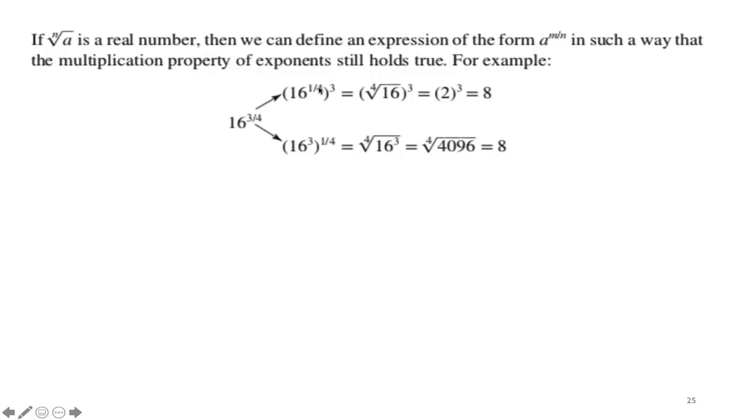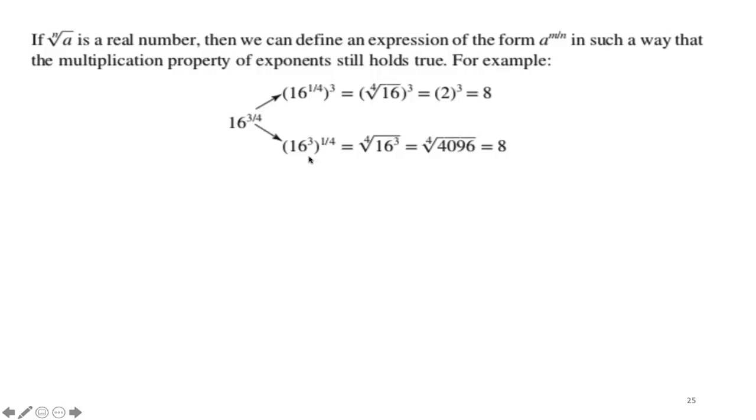One way is to take the 3 in the numerator outside of the exponent. Remember, when you raise a power to another power, you multiply the exponents. So 3 times 1/4 is 3/4. If I do it this way, we first take the fourth root of 16, which is 2, and then we cube it, which is 8. So that's one way of doing that.